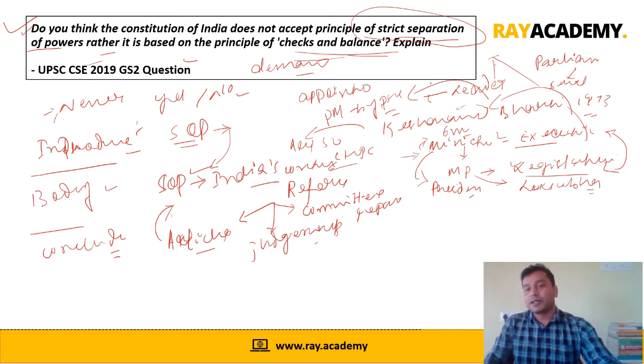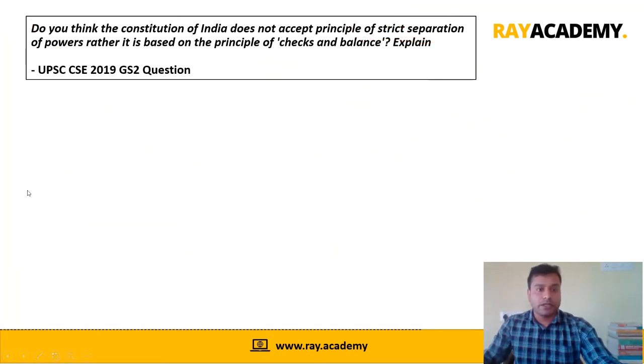Now, these are certain overlapping areas where we do not have a strict separation of power. Rather, it is a partial separation. I have written it somewhere. Anyway, it is a partial separation. Great. Now, we are very much clear.